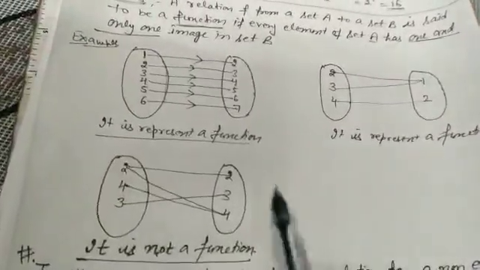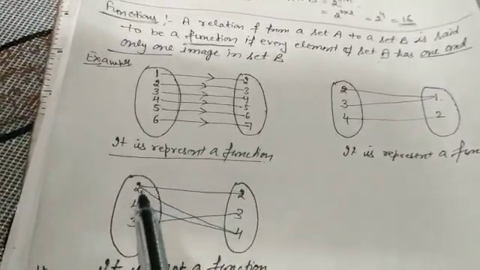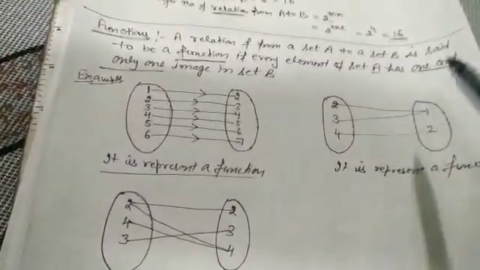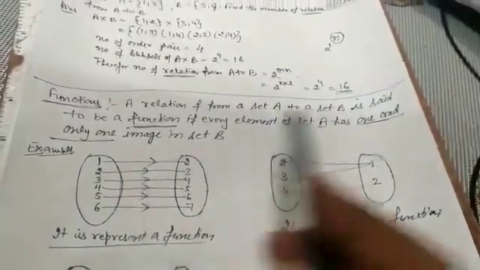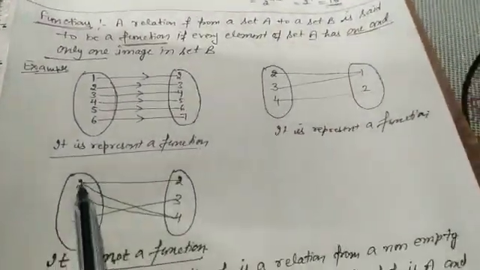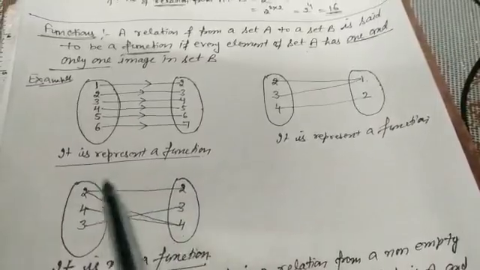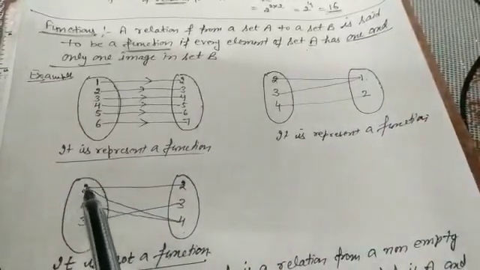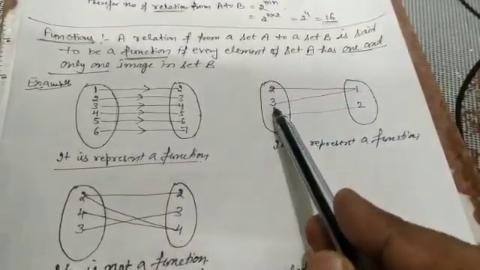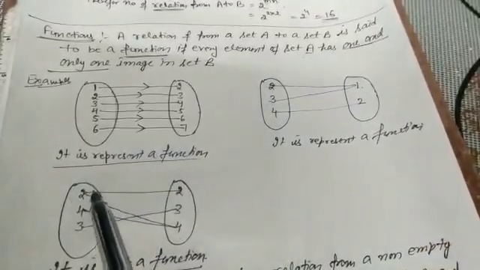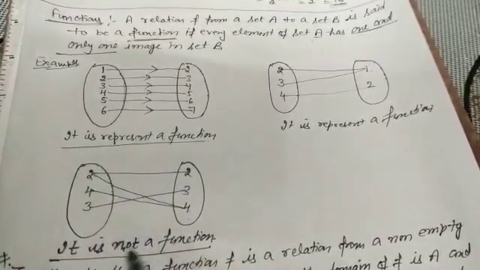Let us see one more example. This 2 is connected to 2. This 2 is also connected to 4. So this 2 has two images. But according to the definition, there must be one and only one image. This 2 creates the problem for us. This 2 creates two different images, but we should know that a function gives only one image. Here, this 2 creates only one image, 3 creates only one image, but this 2 contains two different images. So this statement does not represent a function.